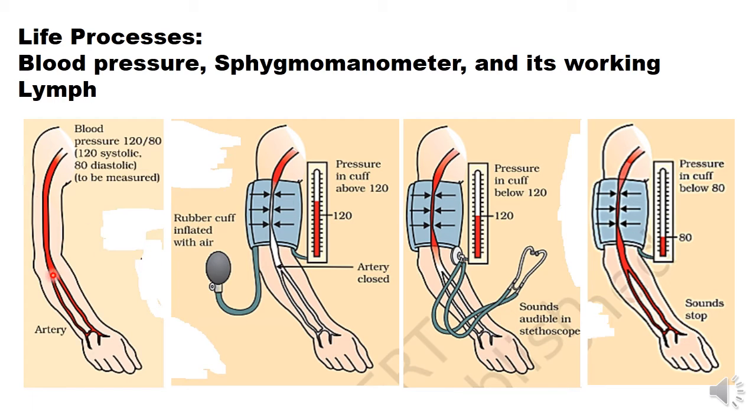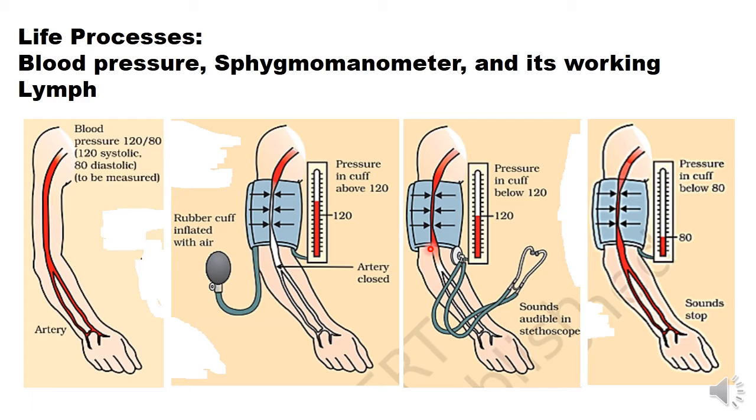This artery is one of the main arteries running through our arm, known as the brachial artery. Now, what do we do? First, we inflate this cuff and stop the flow of blood, and then we start slowly releasing the pressure in the cuff. So there comes a point when the pressure in the cuff is equal to the pressure with which the ventricles have pumped the blood, and that is when the blood will start flowing again.